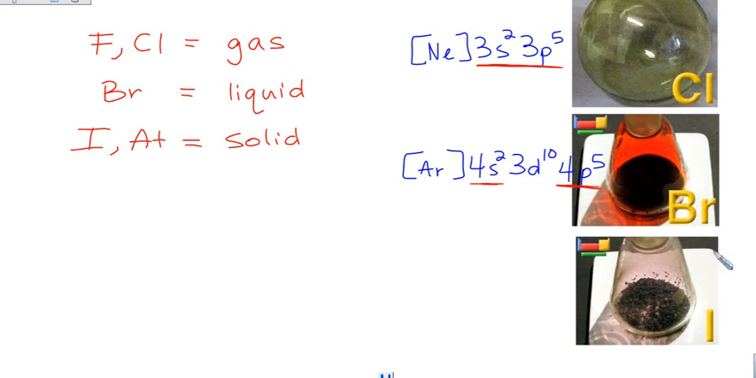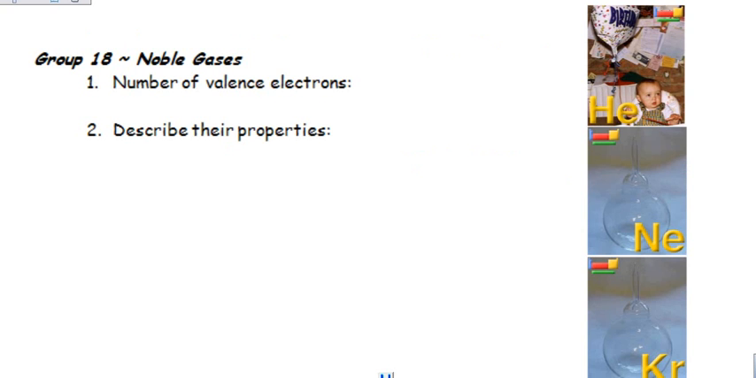The last group of elements on the periodic table. We've worked with these guys. We should be familiar with the noble gases. The noble gases have full orbitals. They're very stable, which is why they are non-reactive gases.